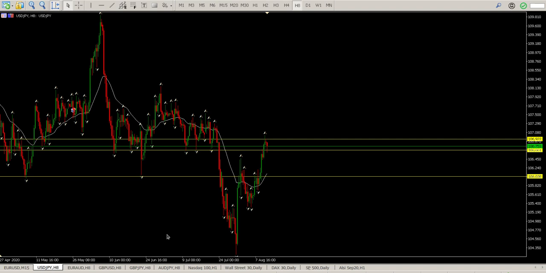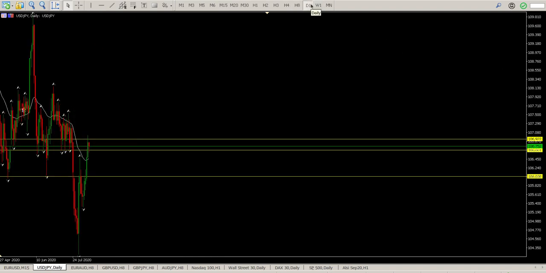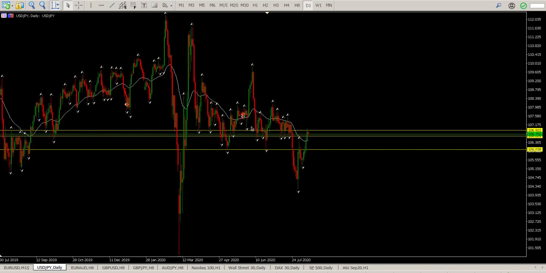Okay, US dollar, Japanese yen. Now, the interesting part about this, remember, just to recap the beginning of the week, is we have a daily level here, and I've put 2 levels in. So the first one is 106,661, and the other one is 106,922.